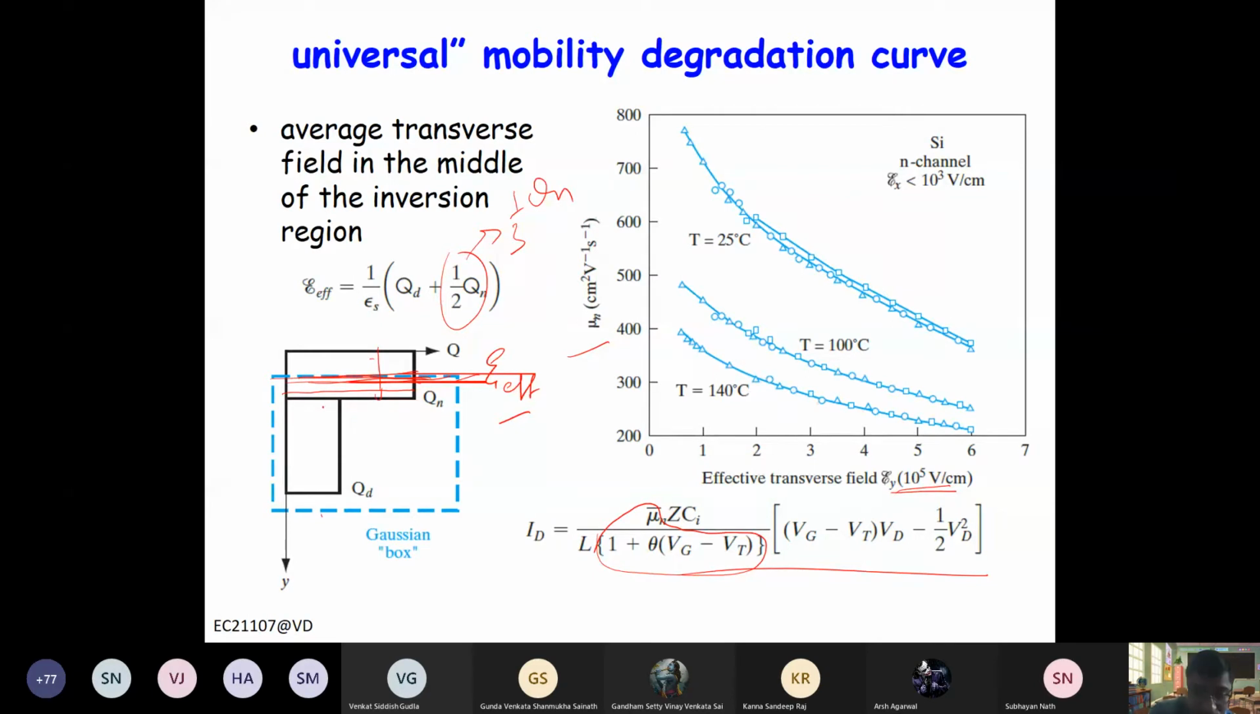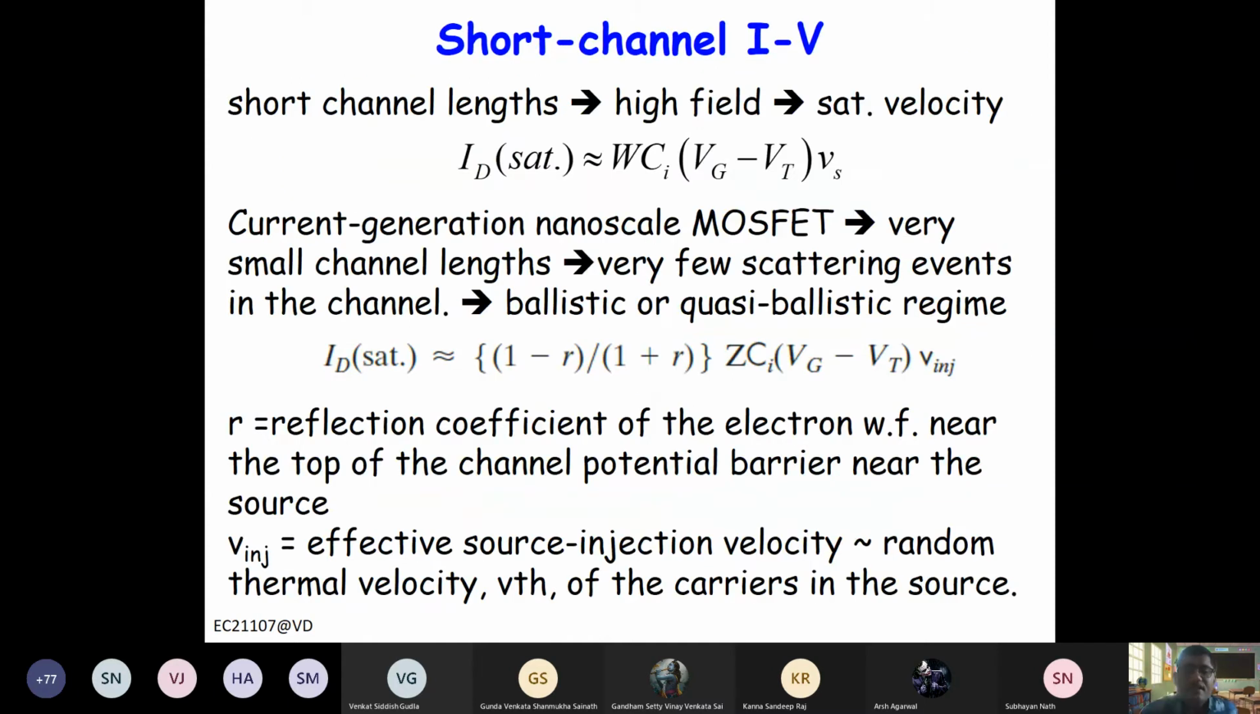Now, if you reduce the length of the channel, what will happen? That we call short channel. In a short channel, the concept of mobility does not work, because the field is so high that these carriers move with saturation velocity. So if you calculate the current, it will be Q times V, where Q is the charge per unit volume. So that becomes W times Q inversion times V. So your current will be W times C ox times (Vg minus Vt) times saturation velocity.